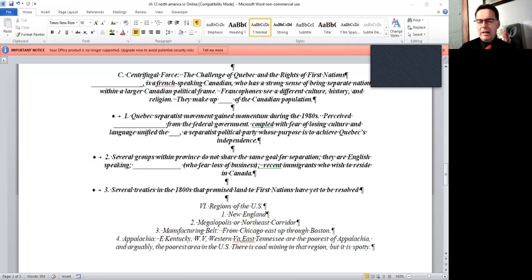You have several treaties in the 1800s that promised land to the First Nations that have yet to be resolved. One of your video clips will speak of one of those that's on the verge of being resolved up in Saskatchewan. Page 553 is a visual of all the different land claims and land disputes. So there are a lot of problems between the Canadian government and the First Nations.